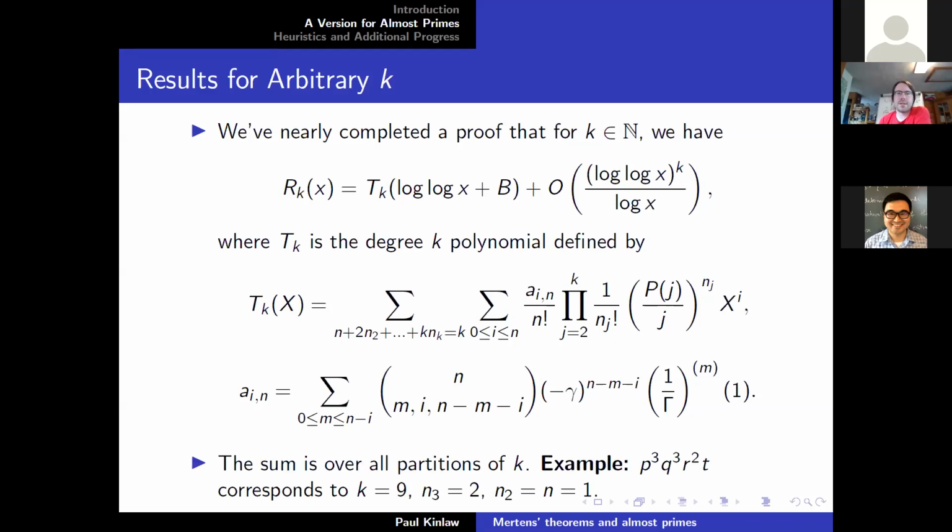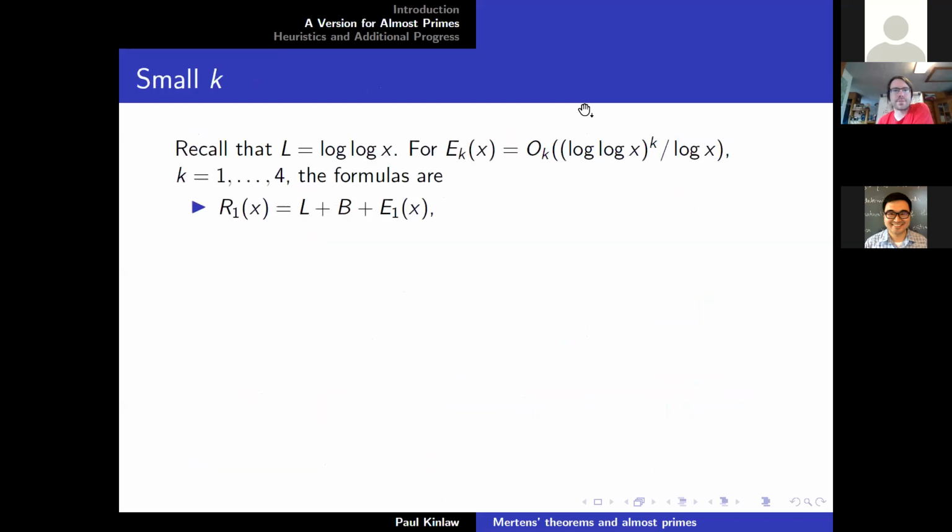So for example, if we look at the 9 almost prime of the form p cubed q cubed r squared t, n3 is the number of primes with exponent 3, so that's equal to 2 here. And then n2 and n are both equal to 1. And we could also call n sub 1, but it plays such a different role that we just call it n here to distinguish it. So recalling our notation, E_k is an error term that tends to 0, and L is double log x. Here are the formulas for the first few k values.